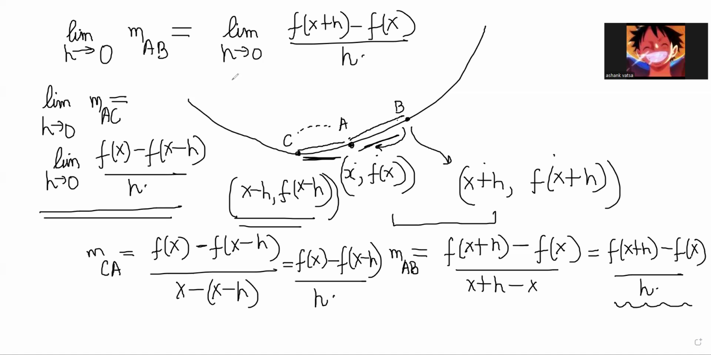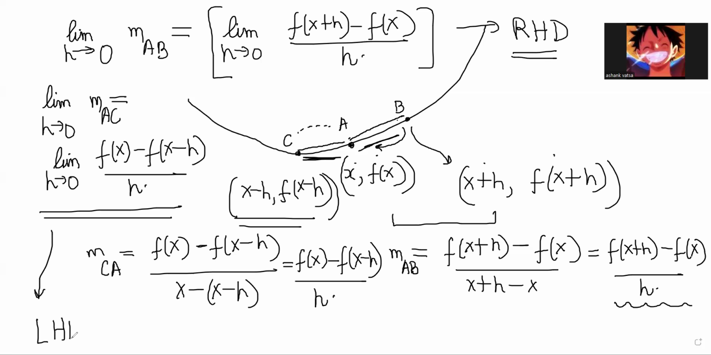Now this limit is the right-hand derivative, and this limit is the left-hand derivative. Just like you saw earlier, right-hand limit and left-hand limit, right?